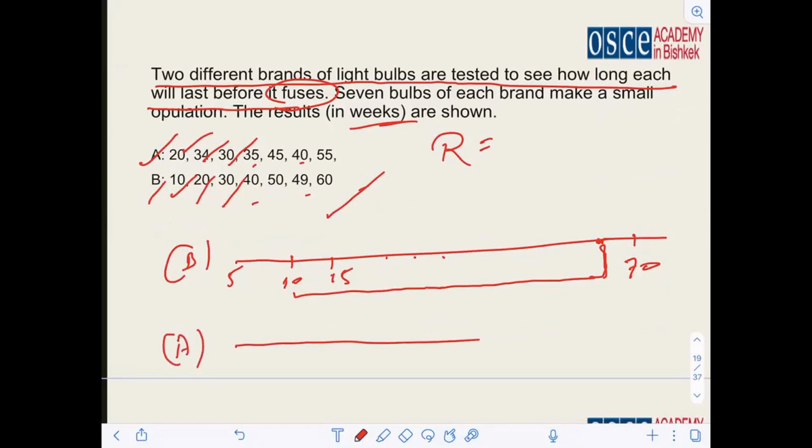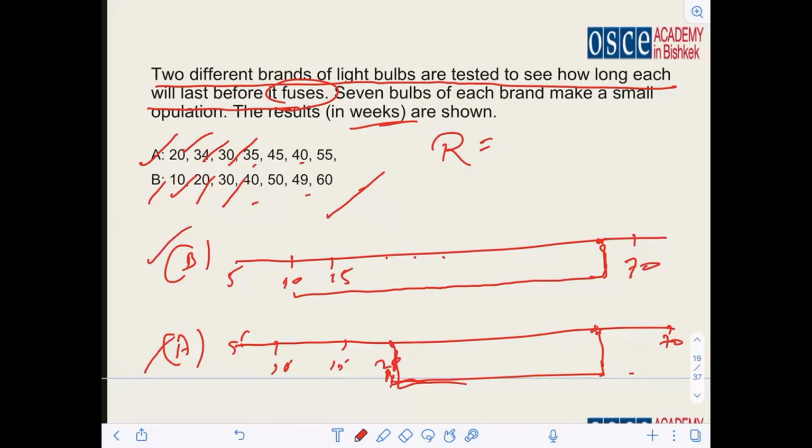If you prepare the same chart, from 5 to 70, again 15, 15, and so on, from here you would see that the variation will fall somewhere between 20 to 55, somewhere here. So you can see this variation now. Which has more variation, company B or company A? Of course, company B has more variation.